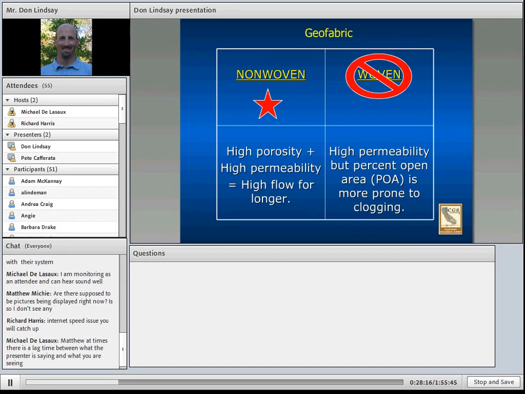The benefits of a non-woven fabric are that it has a high porosity and a high permeability, which equals higher flows for longer, versus woven fabrics, which do have a high permeability, but because of their percent open area, they tend to clog. Gordon Keller will likely expand on the design and construction of properly functioning subdrains in his presentation on July 9th.